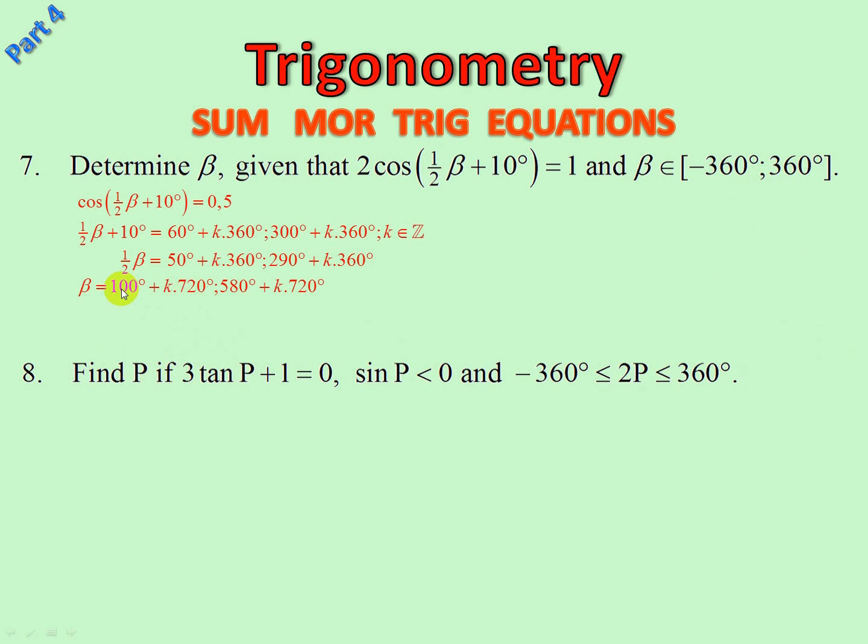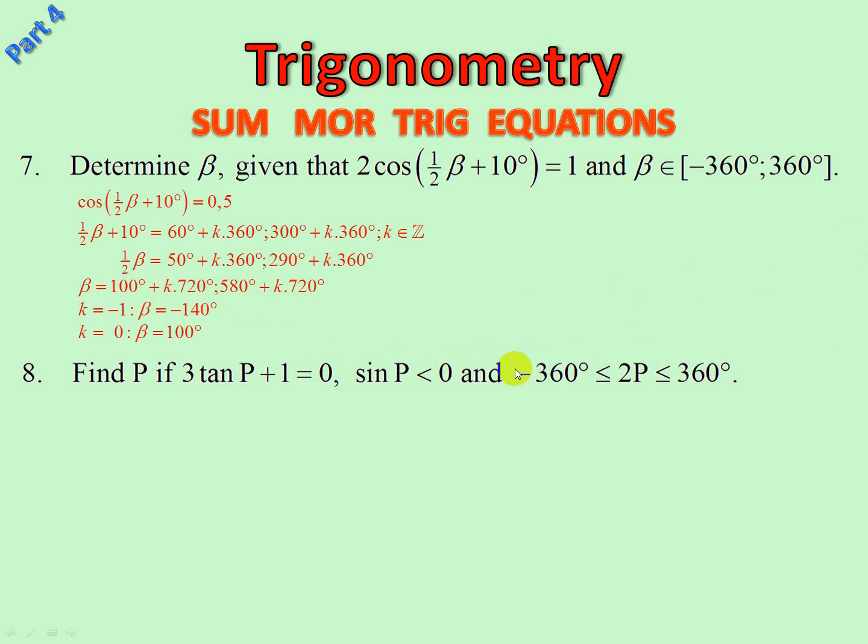If that was negative 1, no, because I would get negative 620. If this was negative 1, it would actually work. So therefore, I'm going to do k equals negative 1 only for this one. And we get negative 140. K naught will work for only this one. There we are. And that's all the answers we have.